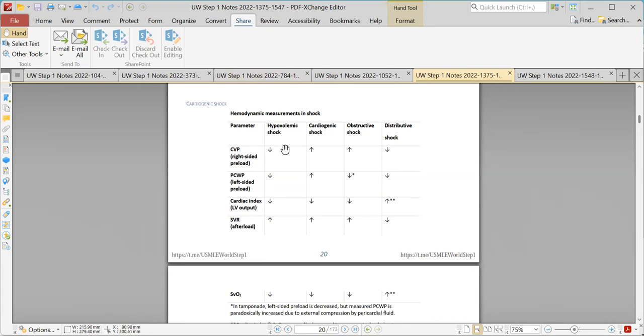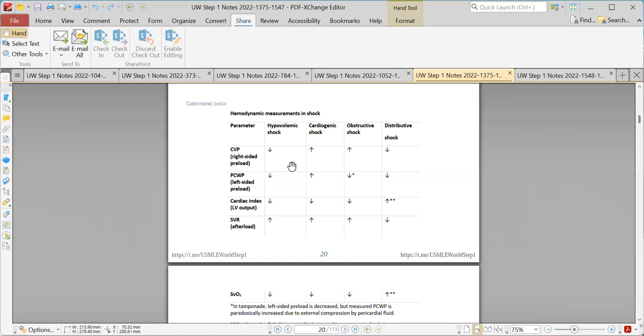Hypovolemic shock. In hypovolemic shock, what is happening? Like the patient has a road traffic accident, and there's a lot of blood loss. So everything is down here. Cardiac output is down. Pulmonary capillary wedge pressure is down. Everything is down. But systemic vascular resistance is high because the body is trying its best to survive.